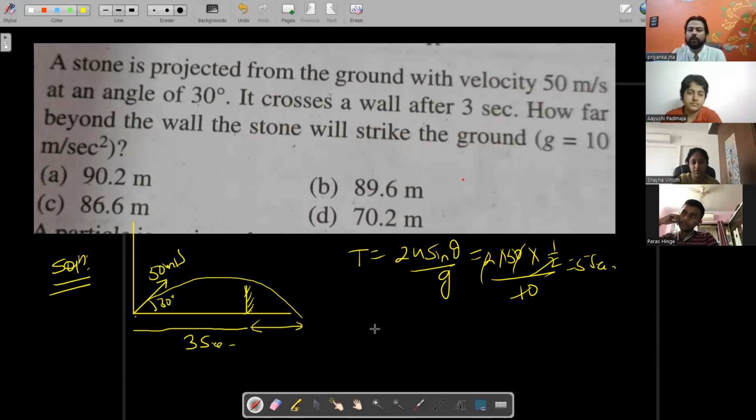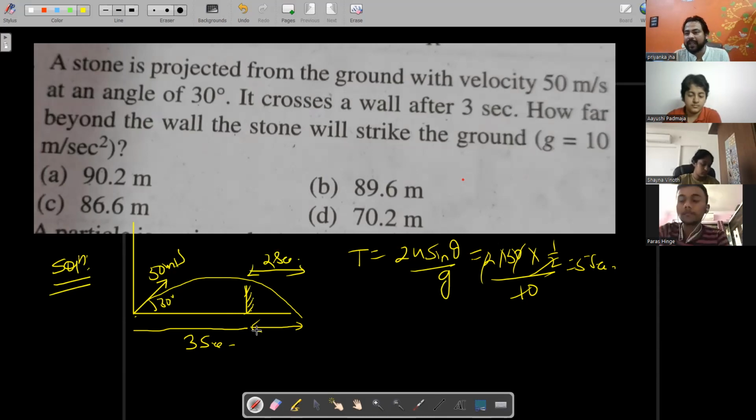Okay. So what I have done is, now we have found out the total time of flight, that is 5 seconds. And now it is saying that the projectile takes 3 seconds to cross the wall. It means that after crossing this wall, for the further 2 seconds, it will move. Correct? And now you have to find the displacement along the x-axis.